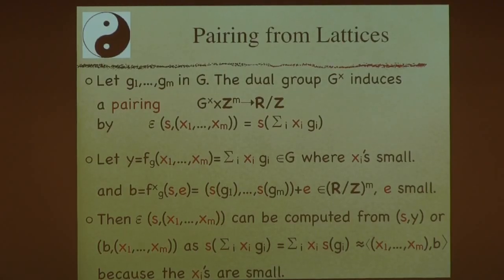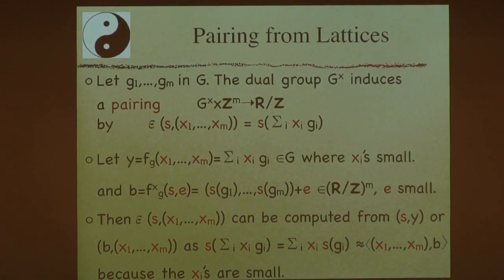Can I have a similar property? Can I find a pairing which can be computed if I hide one of the two inputs, where the input is hidden by some one-way function? So here's the answer. The answer comes from the dual group. The most natural pairing coming from the dual group would be to evaluate the character at the group element. But we have to tweak it a little bit to fit our one-way function.